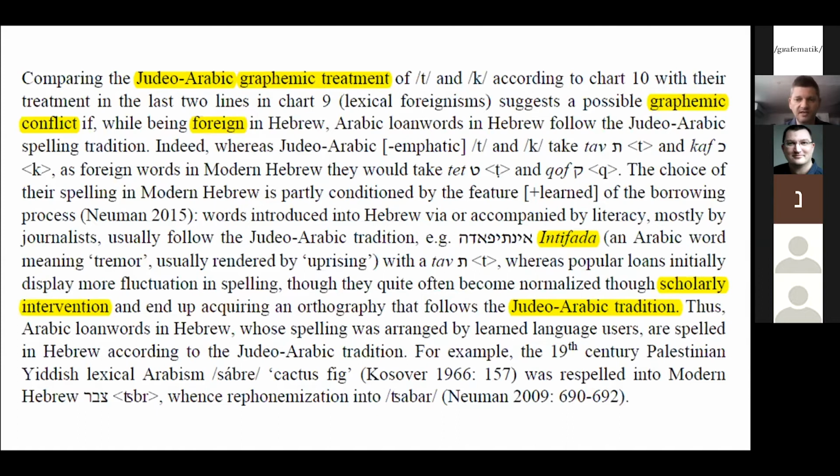So the Hebrew spelling of intifada actually tells us this is written or spelled as a Semitic word, not as a foreign word. And of course, this spelling of Arabisms follows the Judeo-Arabic tradition of transcribing Arabic words in Hebrew scripts.